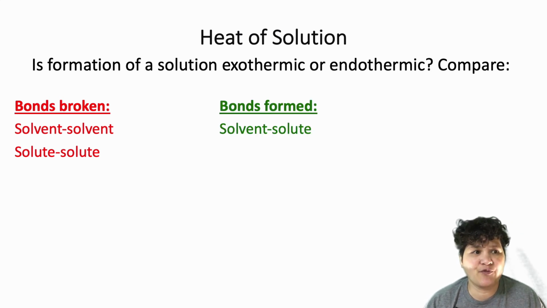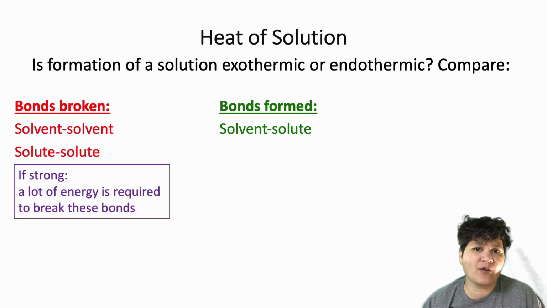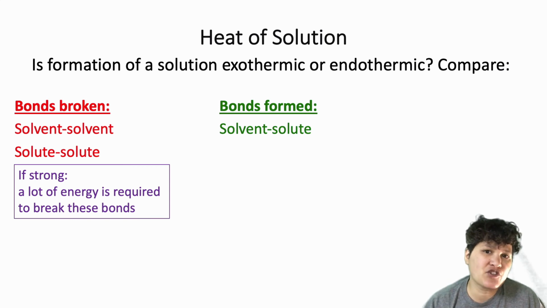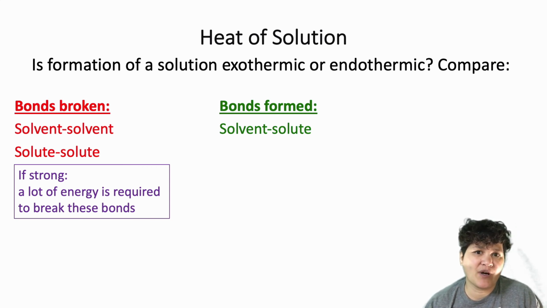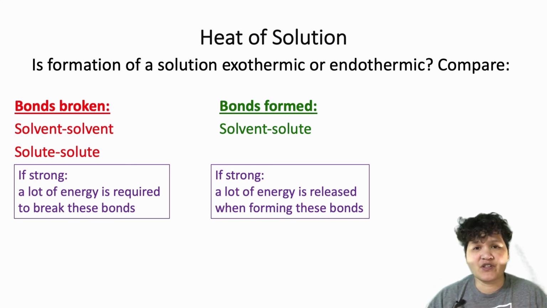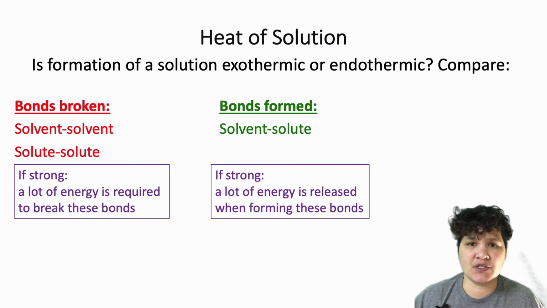In terms of bonds forming, the only bonds that are going to be forming are going to be between the solvent and the solute. So we're going to compare the energies for these, and I'm not going to go into numerical detail here, but you can think about it this way: if a bond is really strong, it requires a lot of energy. So if you have really strong bonds between the solvent molecules, it's going to require a lot of energy to pull them apart. If you have really strong bonds between the solute molecules, it requires a lot of energy to break them apart. If you form strong bonds between the solvent and the solute, then you get a lot of energy out.